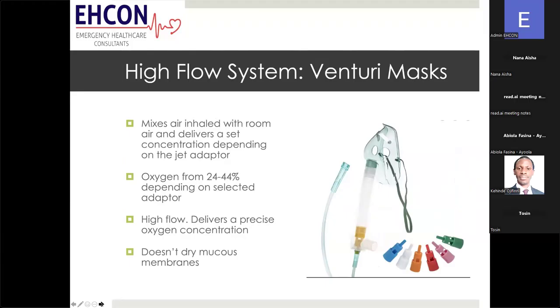So this is a Venturi mask, and Venturi masks are very clever. They usually look like this. They have this tubing here, and this here is the jet adapter. What the Venturi mask does is, as you pull in the air, it mixes the oxygen with some air, and then it delivers a set concentration depending on the jet adapter you select. Here you see all the different colors, and you put the jet adapter here. Depending on the jet adapter, you can determine the FiO2 that you're delivering, and it is very exact.